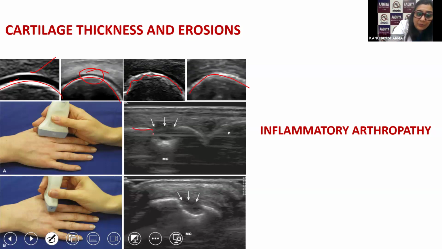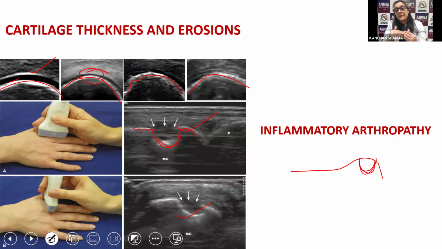So if this is a bone, there is a depression here, right? So this is erosion. This is how you identify the erosion in the longitudinal axis, and this is how you identify the erosion in the short axis. How did we see the metacarpal head? It was something like this. But if this head is having something depressed here, that is erosion.